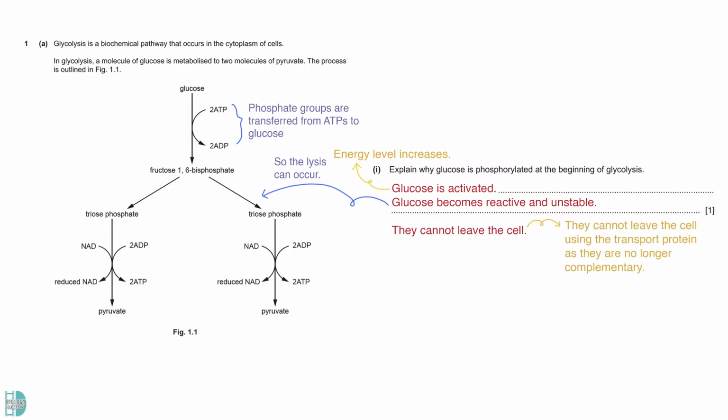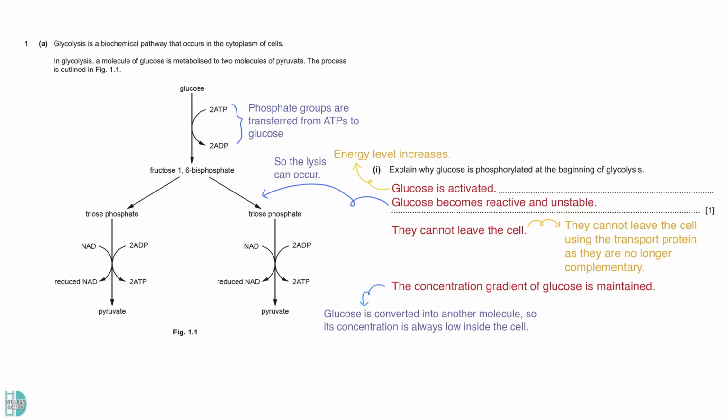Besides, the addition of phosphate changes the shape of glucose. They cannot leave the cell using the transport protein as they are no longer complementary. Lastly, its concentration gradient is maintained when glucose is converted into something else inside the cytoplasm. This causes glucose to enter the cell continuously.